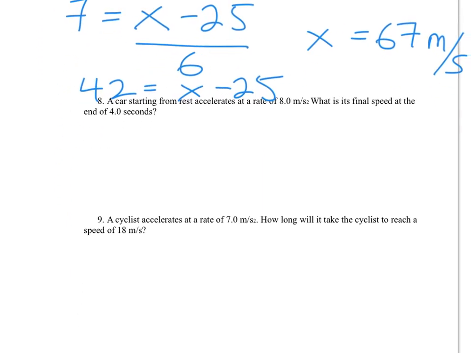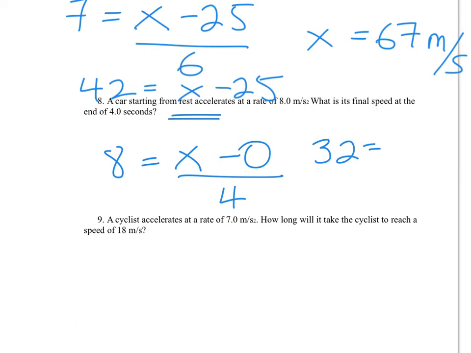Two more examples. Number 8, a car starting from rest accelerates at a rate of 8. What's the final speed at 4 seconds? Very similar problem. So here we have 8 is equal to x minus 0, and I use 0 because our problem states that it's at rest, divided by 4. So 32 is equal to x. So x is equal to 32 meters per second.